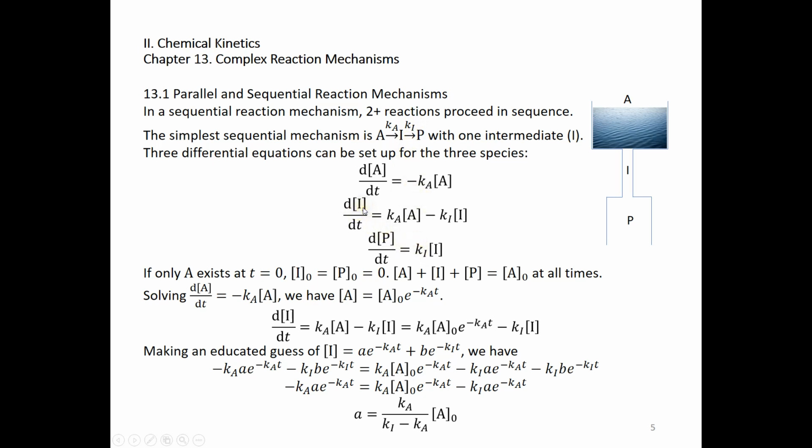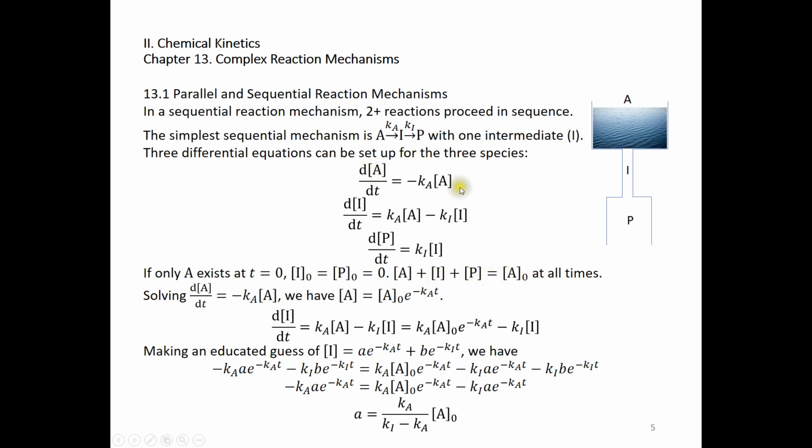Finally, let's look at dI over dt in this sequential mechanism. I is produced in the first step, a positive expression. I is consumed in the second step, therefore a negative expression. And you can see the rate of the production of I in the first step is kA times A. And the consumption rate of I is kI times I. So you have the 3 differential equations. We're going to assume only A exists at time 0, so I naught is 0, P naught is 0, and therefore A plus I plus P is equal to A naught at all times.